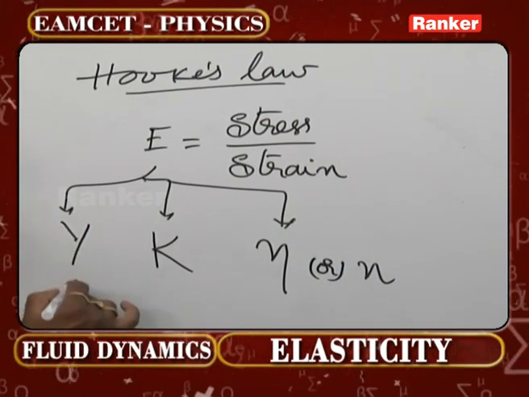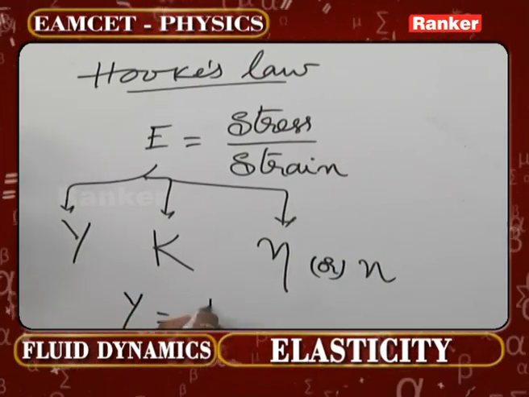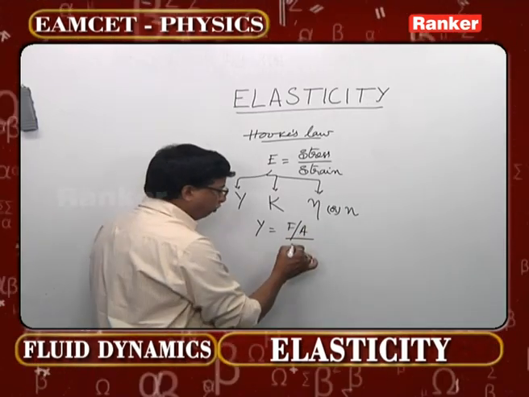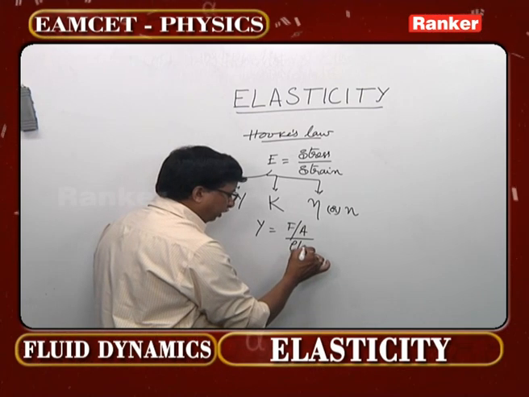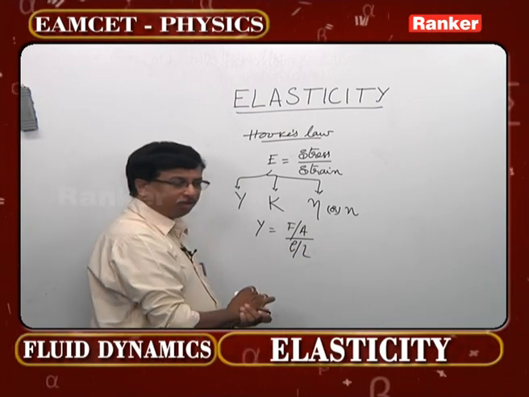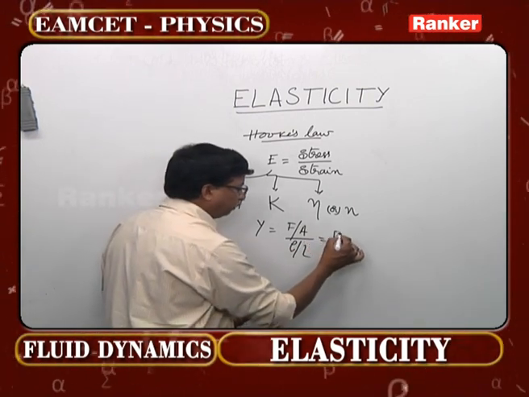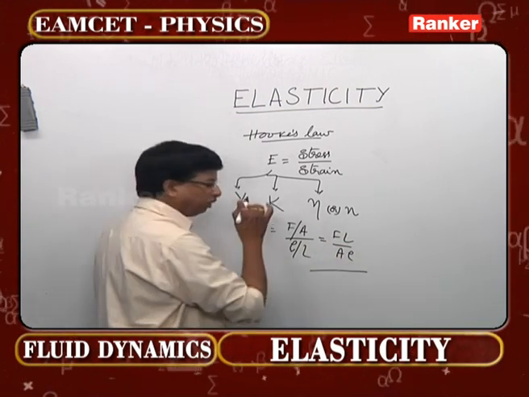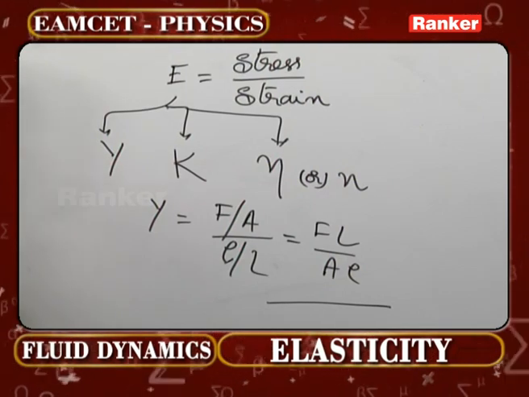If you talk about Young's modulus, it is force per unit area, that is longitudinal stress, by linear strain, elongation per original length. In other words, FL by AE. This is the way we represent Y.